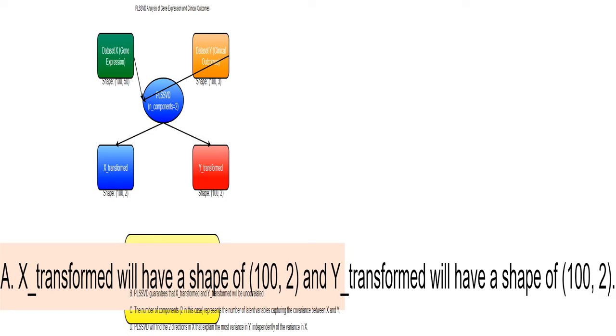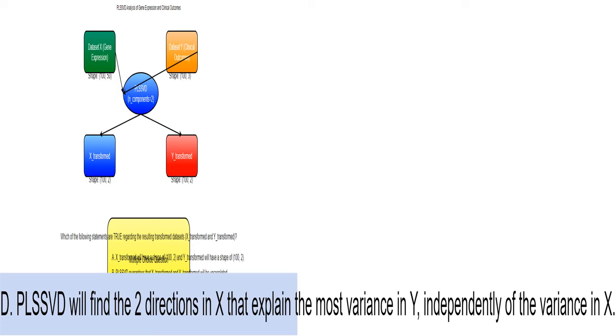I'm checking your understanding of dimensionality reduction. Let's see if you got this right. This last option says PLSSVD focuses only on explaining variance in Y, ignoring X. That's not quite right. Think about what PLSSVD is trying to achieve. It's all about finding relationships between X and Y. PLSSVD looks at the shared variance between the two.